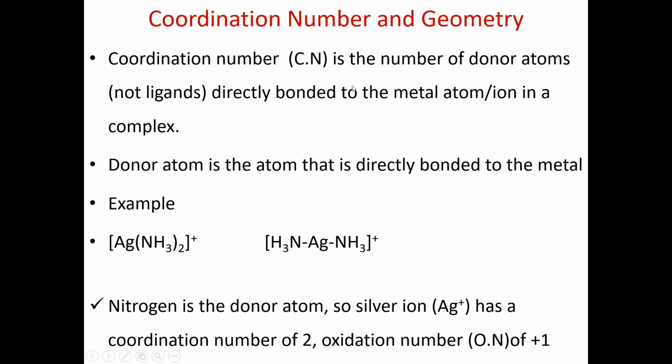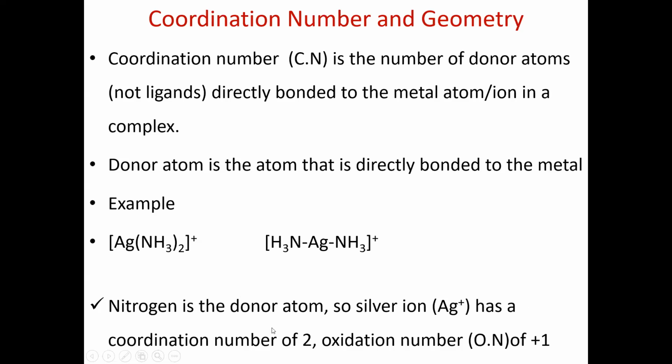So the coordination number is the number of donor atoms, not ligands, directly bonded to the metal ion in a complex. So it's not the ligand, it's actually the atom that is making the donation. The donor atom is the atom that is directly bonded to the metal. That is why I have used the board to give that example. So for this complex, the donor atom is nitrogen.